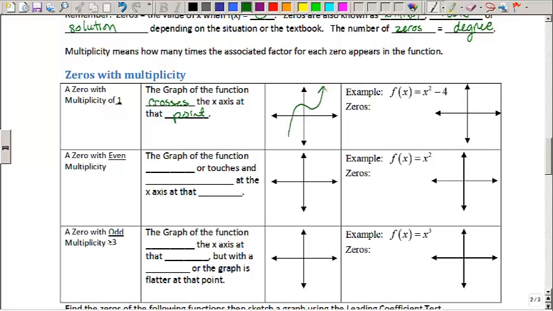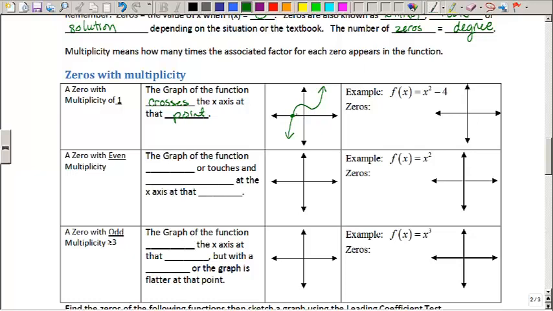a function that looks a little bit like this. It only has one zero or x-intercept, where f of x is equal to 0, right here. Notice it crosses right through. It doesn't have any more other zeros, but this is just an example of a multiplicity of 1. There's only one factor right here.